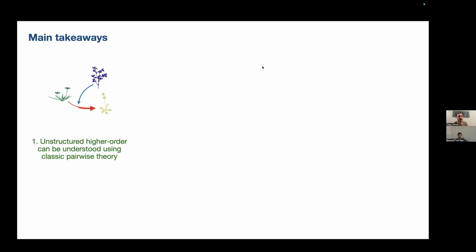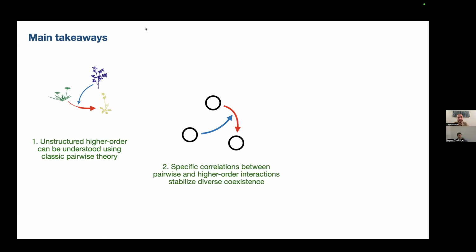So now I just want to briefly summarize the takeaways from my whole talk. We first found that unstructured higher order interactions likely don't generate widespread coexistence, but could be understood using some classic pairwise theory, specifically motivated by the cavity method. And then we found that specific correlations between pairwise and higher order interactions can stabilize diverse coexistence.